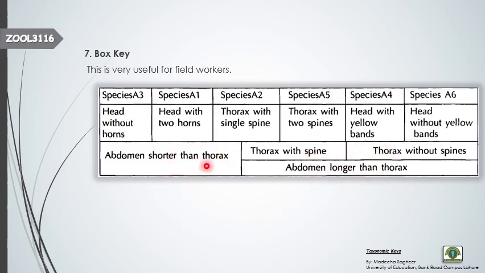Abdomen shorter than the thorax, then you have these choices. Head without horns, head with two horns. And in case of thorax with spine, if abdomen is longer, then again you have these two choices, and ultimately you reach your species. And from thorax without spines, you have these two choices, head with yellow bands or head without yellow bands. Okay, species A4, species A6. So this is also very easy to read.